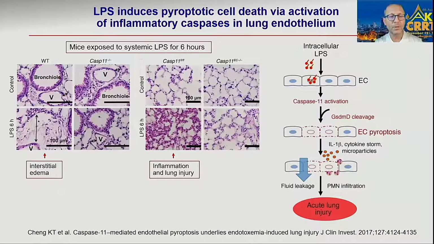Endotoxins contribute also to acute lung injury by induction of pyroptotic cell death via activation of inflammatory caspases in lung endothelium. The microscopic picture shows interstitial edema, inflammation, and lung injury after exposure to systemic endotoxin. The pathomechanism is shown on the right. The lipopolysaccharide enters the endothelial cytoplasm, triggers caspase-dependent pyroptosis, resulting in the release of cytokines, fluid leakage, leukocyte infiltration that leads to acute lung injury.